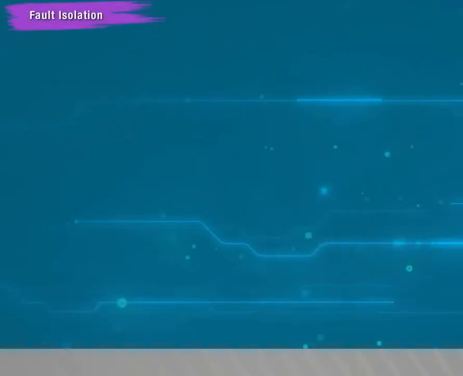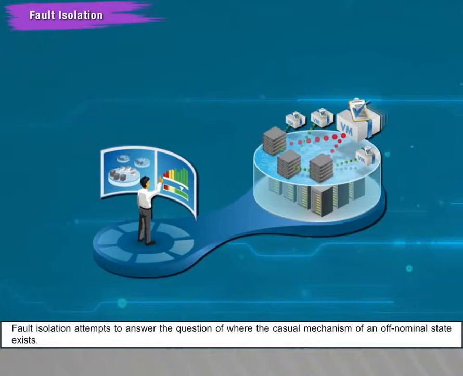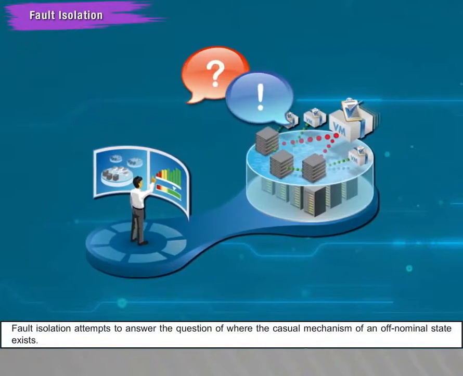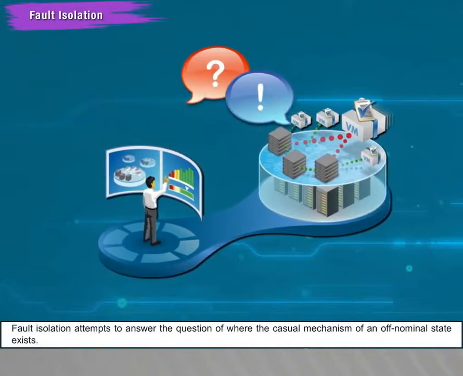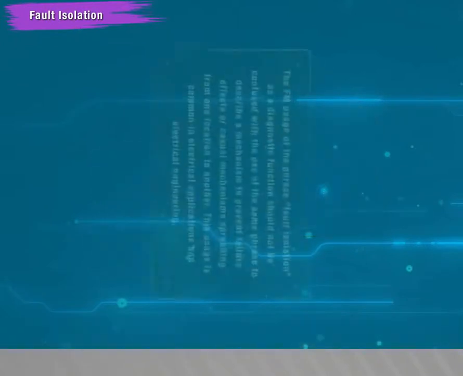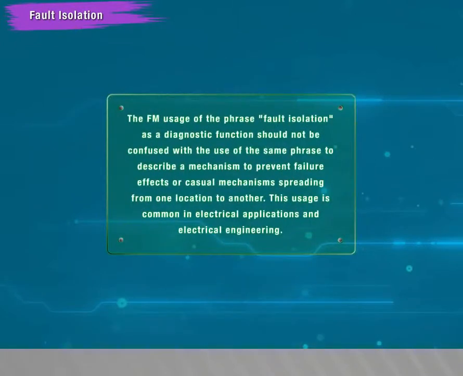Fault isolation. Fault isolation attempts to answer the question of where the causal mechanism of an off-nominal state exists. The FM usage of the phrase fault isolation as a diagnostic function should not be confused with the use of the same phrase to describe a mechanism to prevent failure effects or causal mechanisms spreading from one location to another. This usage is common in electrical applications and electrical engineering.